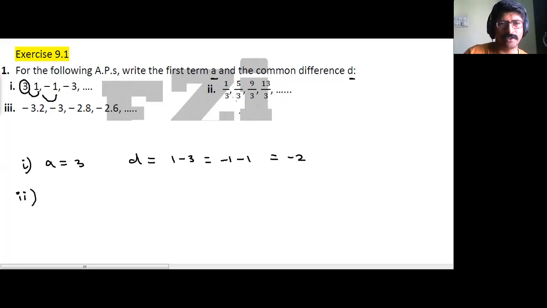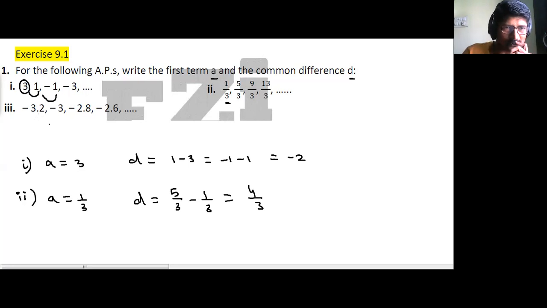So the second one also you can do. a would be 1 by 3, the first term itself, isn't it? And d would be 5 by 3 minus 1 by 3, which will become 4 by 3. I hope you understood till here. I guess you can manage the next one on your own. This would be a, and the difference would be minus 3.2 plus 3, I guess 0.2. Positive 0.2. Let's move ahead with the next question, guys.